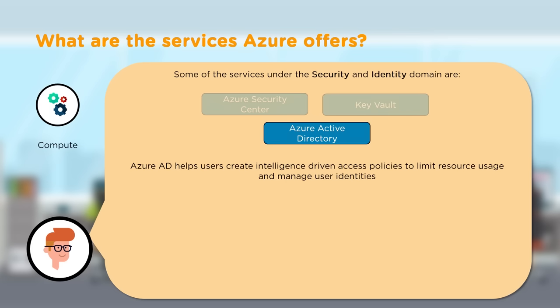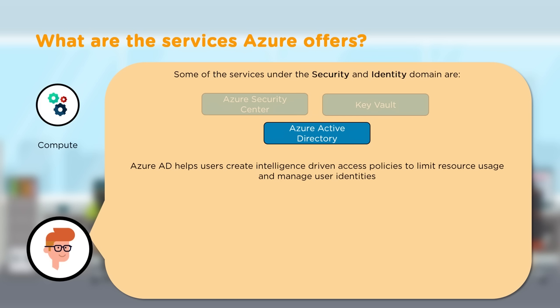Next in the list, let's talk about Azure Active Directory. Now, Azure Active Directory helps us to create intelligent-driven access policies to limit resource usage and manage user identities. What does that mean? Now, this Azure Active Directory is a cloud-based Active Directory and identity management service. It's actually a combination of the core directory services plus application access management plus identity protection.